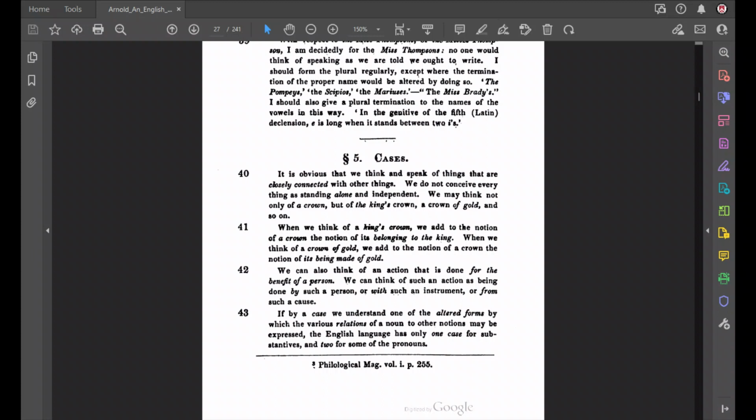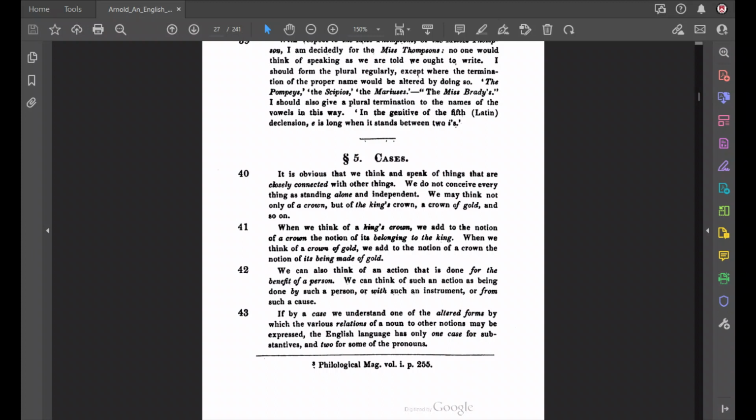Paragraph 41. When we think of a king's crown, we add to the notion of a crown the notion of its belonging to the king. And that word notion is just another name for idea. So when we think of the king's crown, we add to the idea of a crown the idea that that crown is belonging to the king. When we think of a crown of gold, we add to the notion or idea of a crown the notion of its being made of gold. So we think of nouns often in close connection.